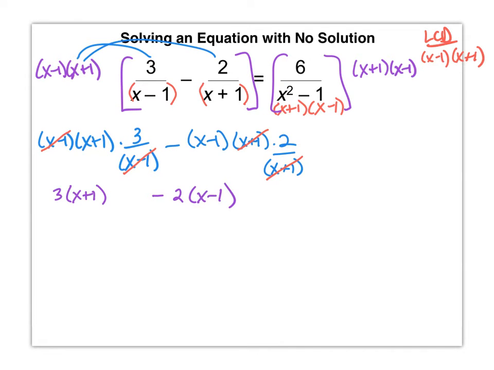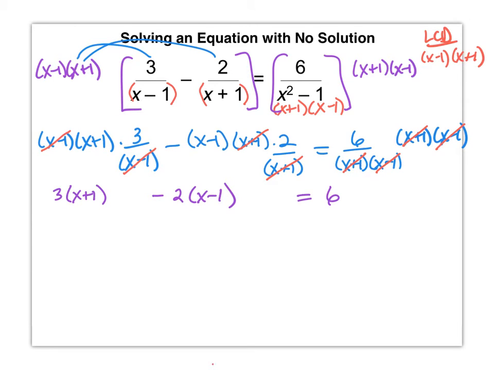Let's multiply the LCD on the right side, and you will get 6 over x squared minus 1, which factors into x plus 1 and x minus 1, times the LCD x plus 1, x minus 1. And again, the nice thing here, that denominator factor of x plus 1 will divide out with the x plus 1 factor in the LCD. The denominator factor of x minus 1 will divide out with the LCD factor of x minus 1. So our right side of the equation simplifies to 6.